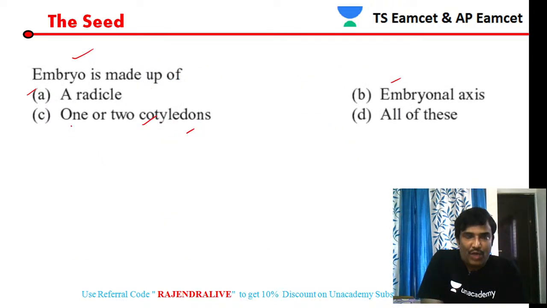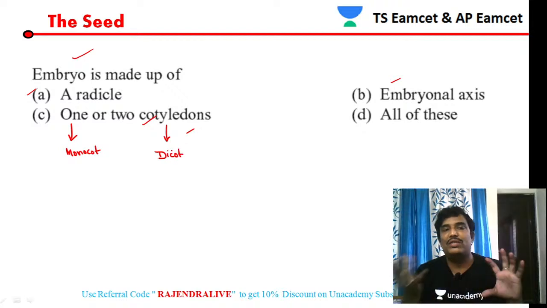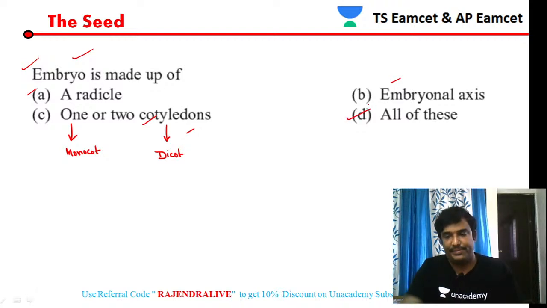If you have one cotyledon, it is called a monocot, or monocotyledon. If it has two cotyledons, it is called a dicot. Based on this, according to the question, the embryo is made up of the radicle, the embryonal axis, and one or two cotyledons. So all of these will be our answer.